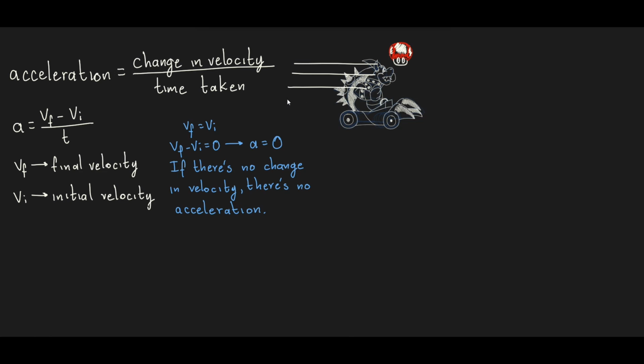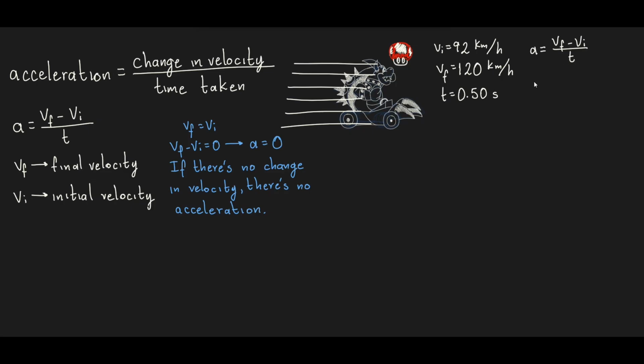Back to Bowser. Let's suppose that right after he uses a mushroom to accelerate, his speed goes from 92 km per hour to 120 km per hour in 0.5 seconds. What's his acceleration? We solve the equation a equals final velocity minus initial velocity over time, where final velocity is 120 km per hour, the initial velocity is 92 km per hour, and t equals 0.5 seconds.